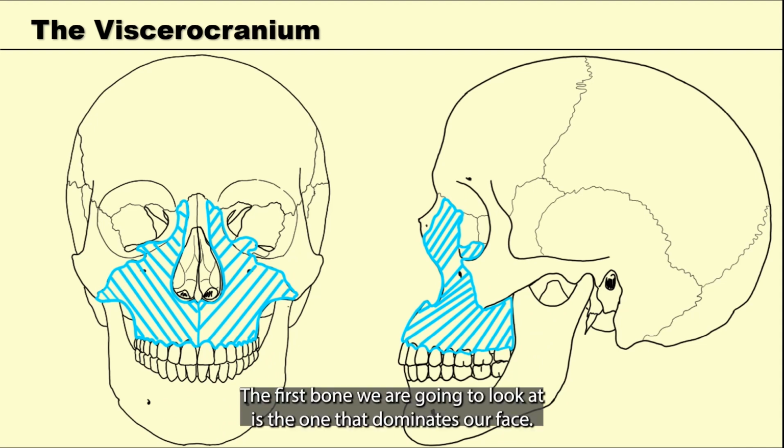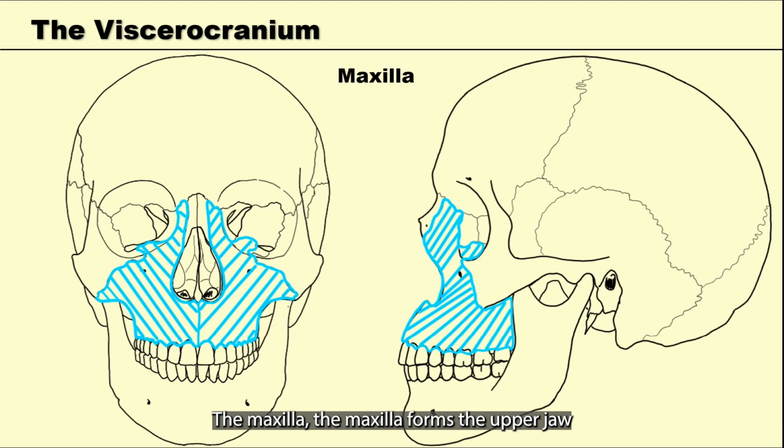The first bone we are going to look at is the one that dominates our face, the maxilla. The maxilla forms the upper jaw and contains the teeth of the roof of our mouth. It can be quite difficult to visualise the 3D aspect of the maxilla, so let's swap on to our photogrammetry to look at the maxilla in 3D.